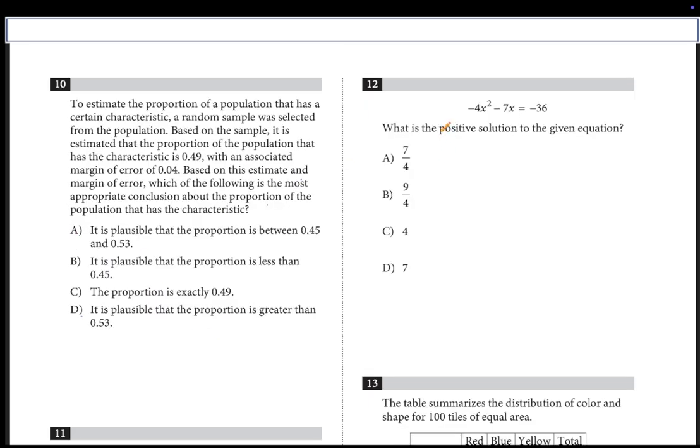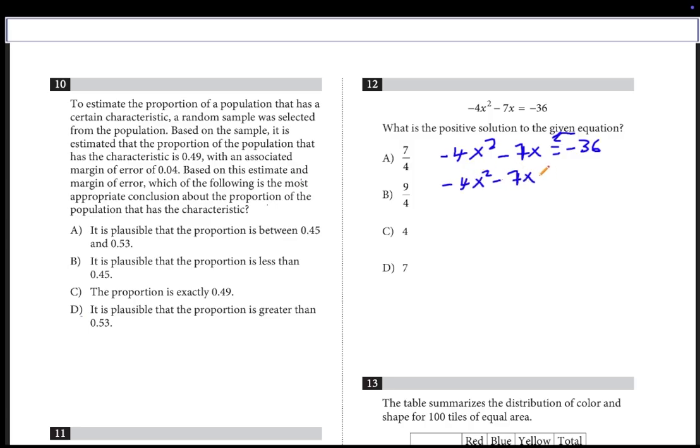Here we have number 12. The question states, what is the positive solution to the given equation? This is going to be a quadratic factoring question. So we have negative 4x squared minus 7x is equal to negative 36. So we're going to bring this negative 36 to the left side, as we want to have this equation equal to 0, so we can factor it and get our roots. As that's going to be the solution for our problem.